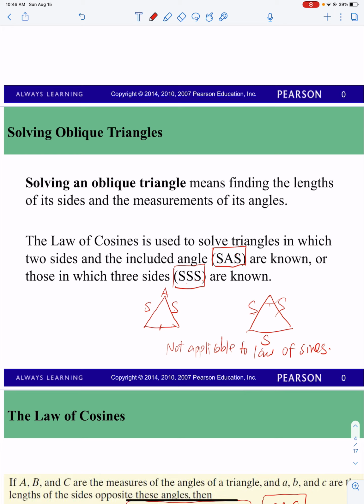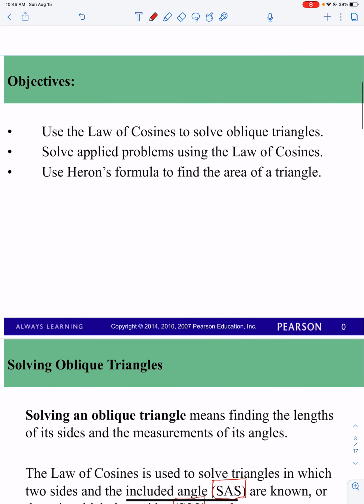Then you also have a pair. And after you have a pair, always use the law of sines to find one more angle, and then find the rest of them. Then another thing is, for Heron's formula, you have to use all three sides, yeah? So you just need to remember all these formulas, okay?